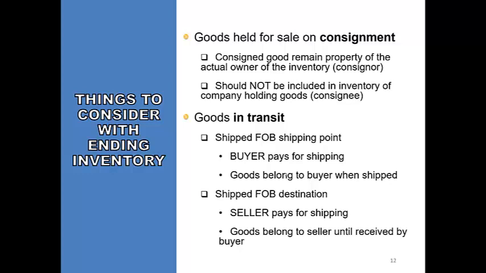If they were shipped FOB shipping point, the buyer is paying for the shipping, so the goods, while they are in transit, belong to the buyer and will be included on the buyer's inventory. If they're shipped FOB destination, they don't belong to the buyer until they get to the buyer's destination. So the seller is paying for the shipping, so those goods would be included on the seller's inventory.